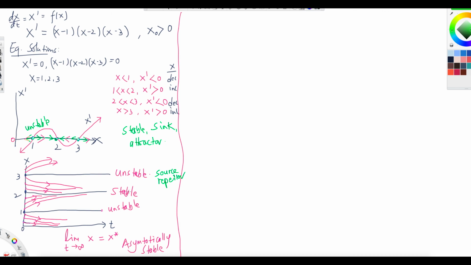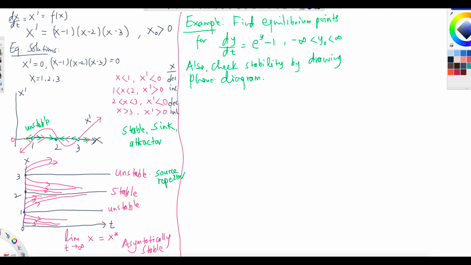Okay. The first example I want to do is question number 2 from the book. So the question here is, find the equilibrium points for dy over dt equals e to the y minus 1. This is given. And the initial condition lies between negative infinity to infinity. So there is no single solution, because you should consider all the possible initial values of y. And we need to check the stability, whether it is asymptotically stable or unstable, by drawing the phase portrait.